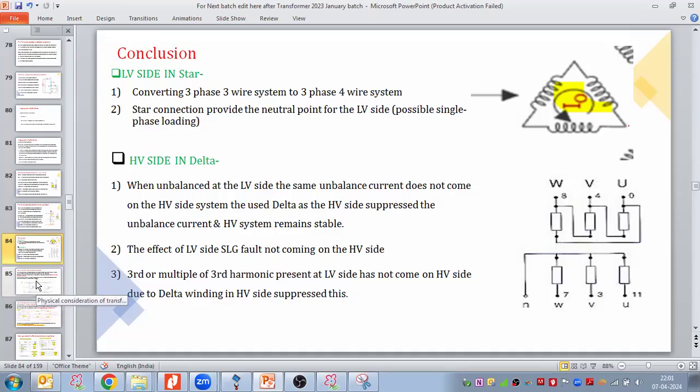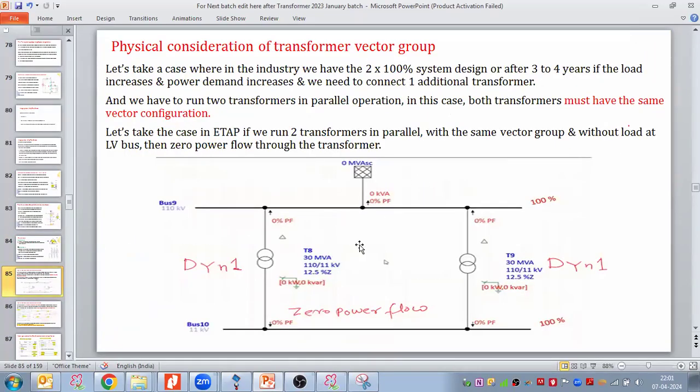So let us see some physical or practical cases when we have an electrical system with an existing transformer, suppose Dyn1, and we are adding one more transformer. If both transformers need to run in parallel, with the HV side on the same bus, the LV side on the same bus, and the same source, they need to run in parallel. We are taking both with the same identical vector group, and on the LV side there is no load connected.